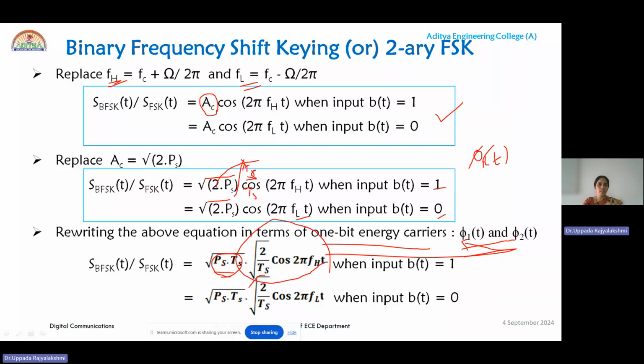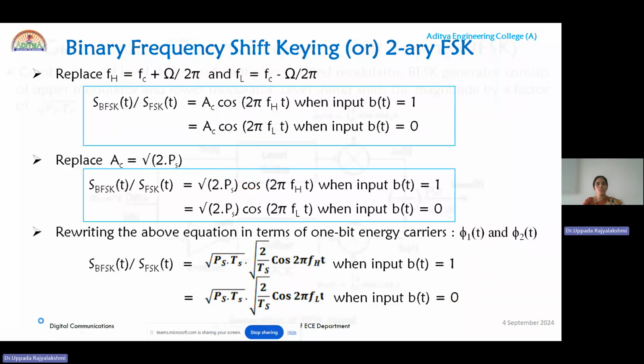And similarly, you can get for data bit 0, for the low frequency, let that 1-bit energy carrier be phi 2 of t. So phi 2 of t is root 2 by ts cos 2 pi FLT. This is when the input is 0. Now you can see the general expression of FSK signal as root ps into ts into the 1-bit energy carrier phi 1 of t due to high frequency FH, and this is when the data bit is 1. When the data bit is 0, it is root ps into ts into the 1-bit energy carrier, which is phi 2 of t. So let us go through the generation technique.